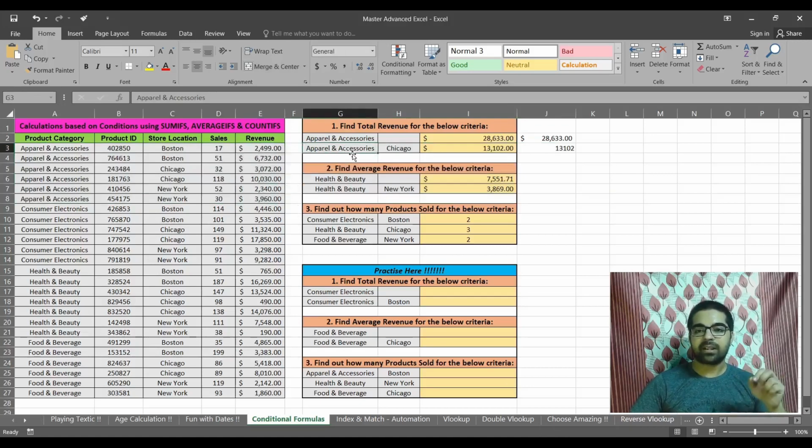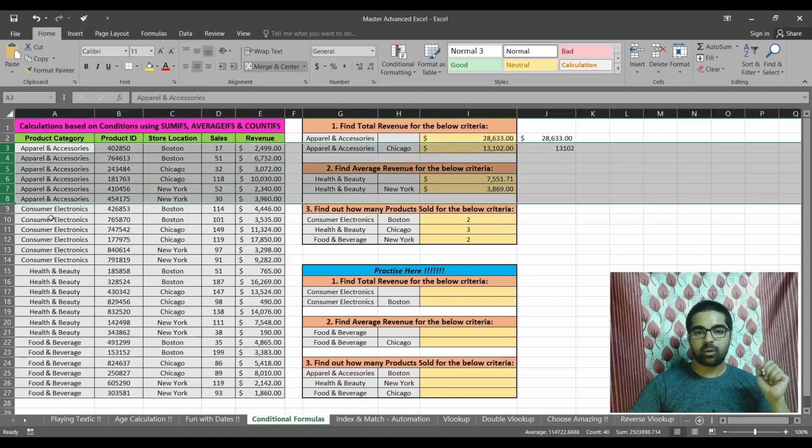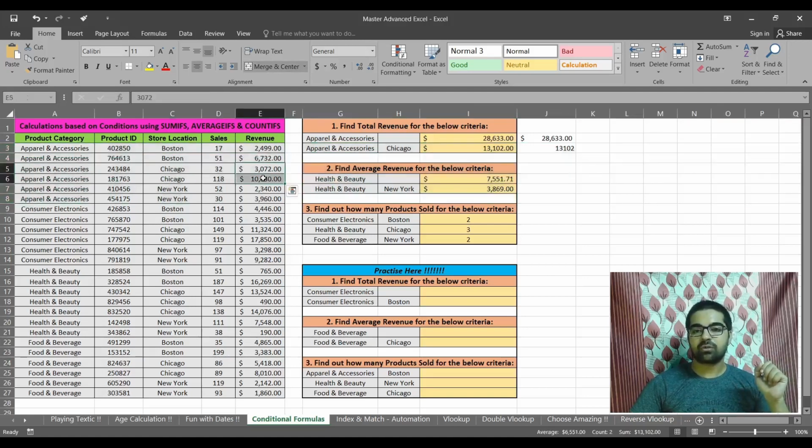Next one is apparel and accessories, only the Chicago location. These two are Chicago locations, so we have to select these two only. What is the total? 13102. We got the exact answer. Okay, so let's move to the next one.